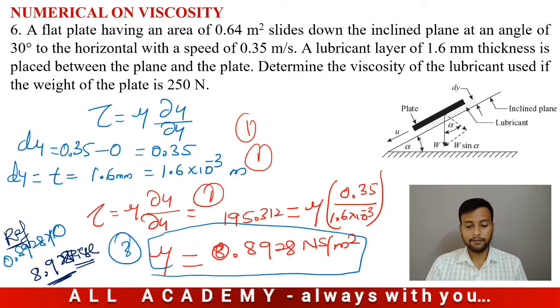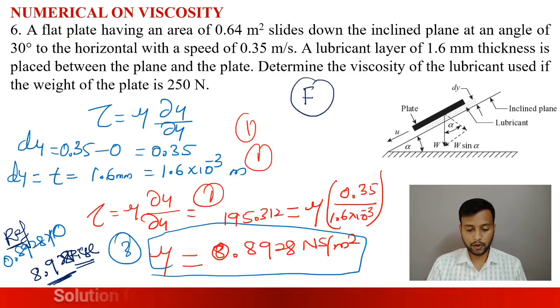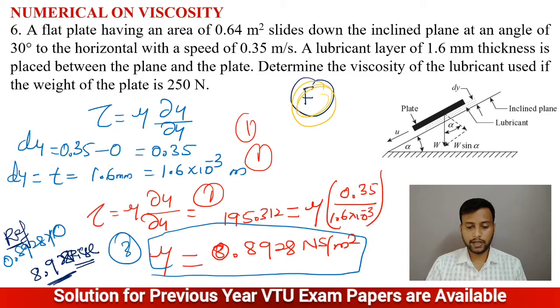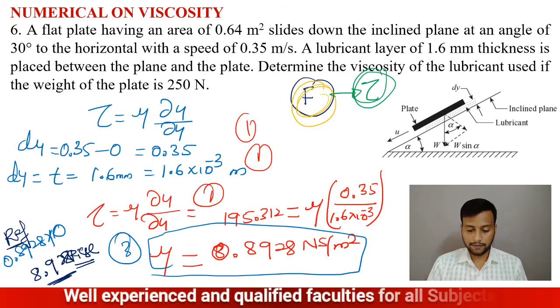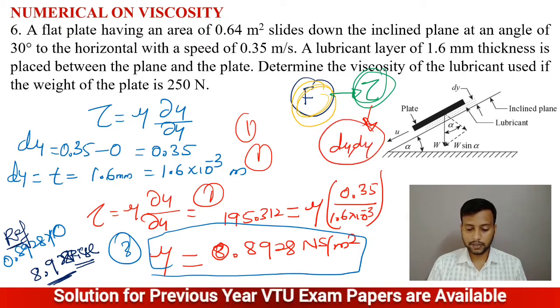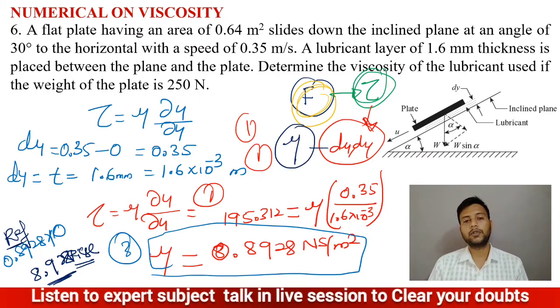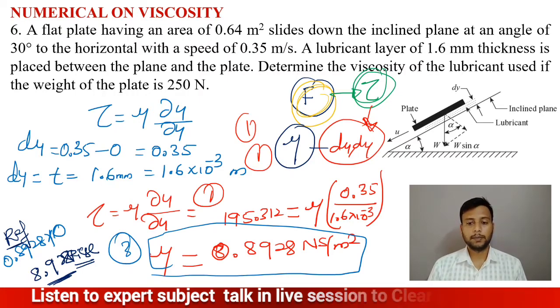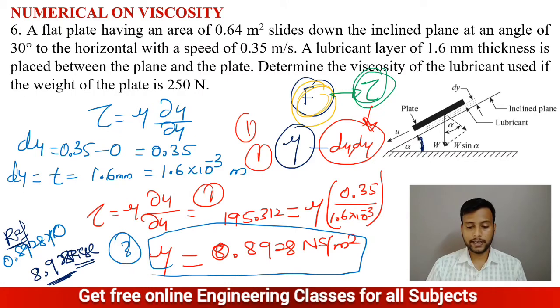In an inclined plane, first we need to identify the forces. That is very important. Once you identify the forces, the next step is to identify the shear stress. After identifying the shear stress, the next step is to identify du and dy. After that, the next step is to calculate the viscosity. So these are the 4 steps you need to remember. Understood? And one more thing, if you are taking directly this angle, take sine.